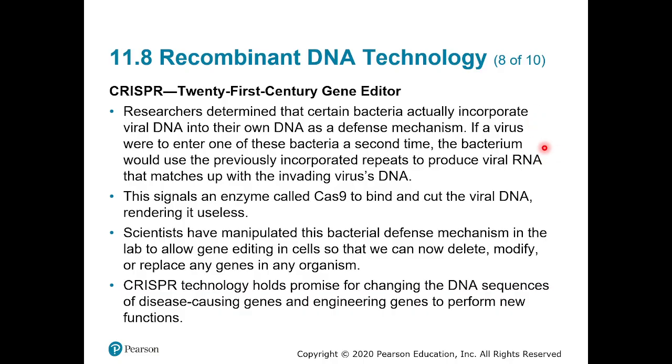If a virus were to enter one of these bacteria a second time, the bacterium would use the previously incorporated repeats to produce viral RNA that matches up with the invading virus's DNA. And then those are going to pair up and inhibit the viral RNA from functioning. Kind of a cool mechanism, right? It's surprising what nature comes up with sometimes. This signals an enzyme called Cas9 to bind and cut the viral DNA, rendering it useless.